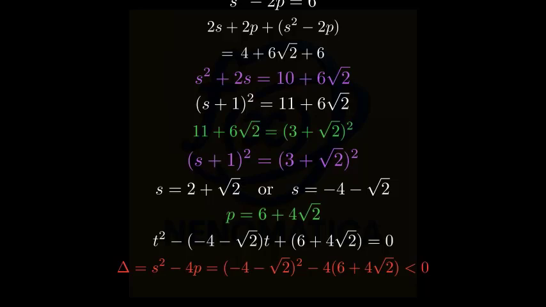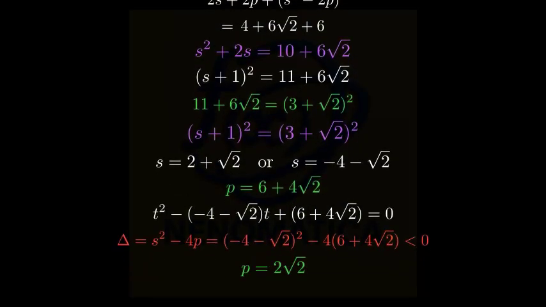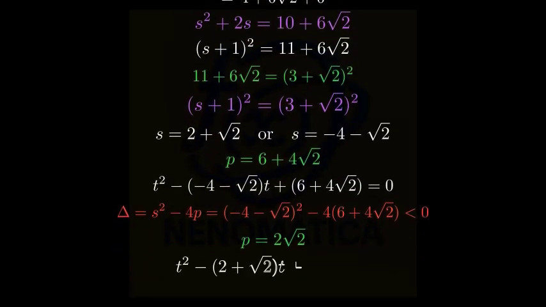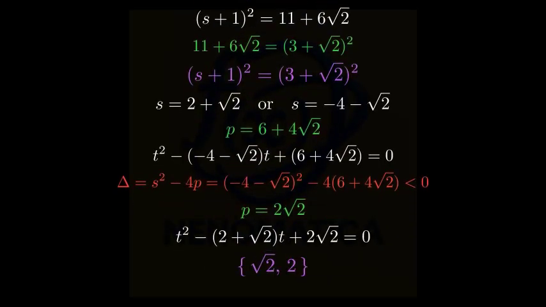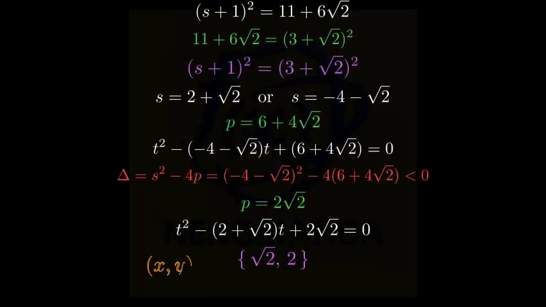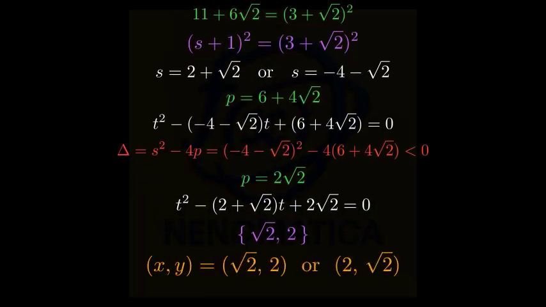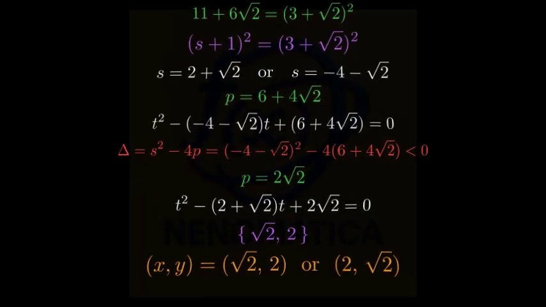Case B, s equals 2 plus root 2. Then p equals 2 root 2. The quadratic for x is t squared minus st plus p equals 0. Solving gives two real roots, which are simply swapped for x and y. The two numbers with sum 2 plus root 2 and product 2 root 2 are root 2 and 2. Therefore, the solution pairs are x equals root 2, y equals 2, or x equals 2, y equals root 2.